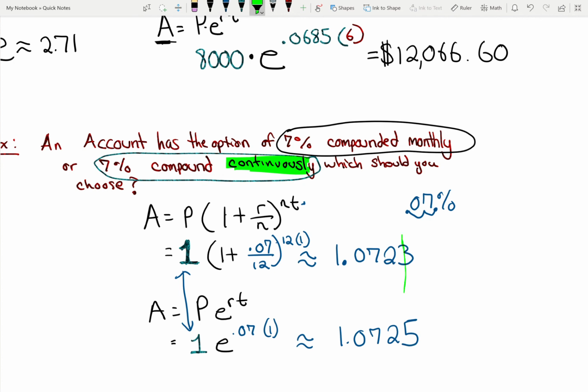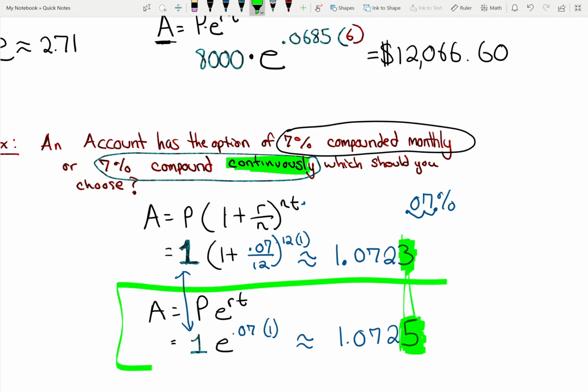Everything is the same except for this 3 versus this 5. So which one should you pick? Honestly, if you're only storing it for a year, it really doesn't matter, but you get just a little bit more with this one. 5 is slightly greater than 3. So if you really were nitpicky, let's pick this one because you get more money in the long run.